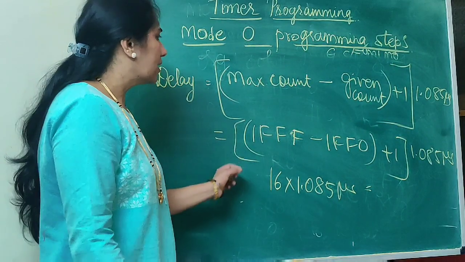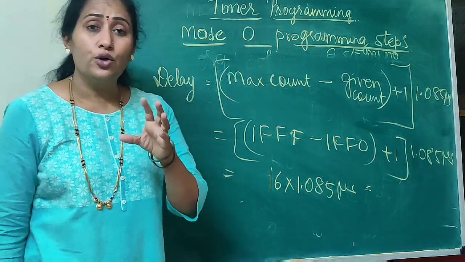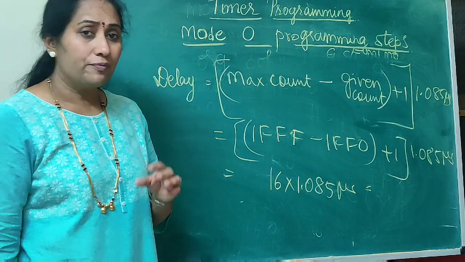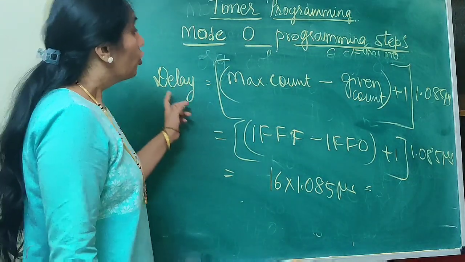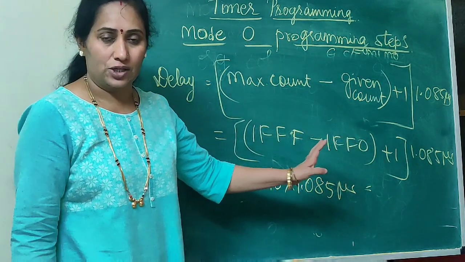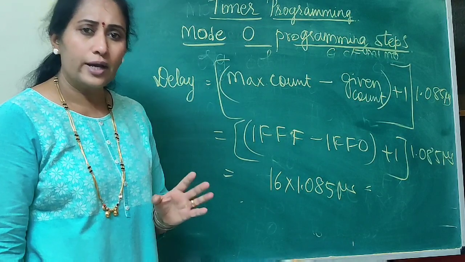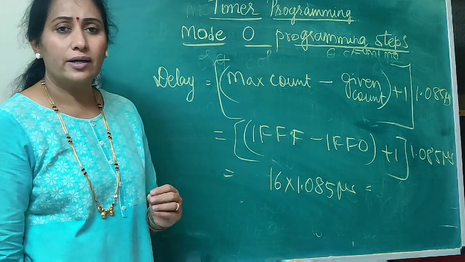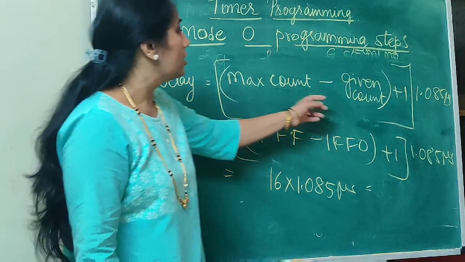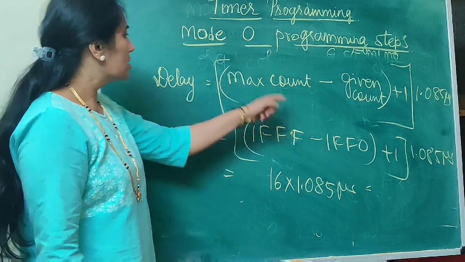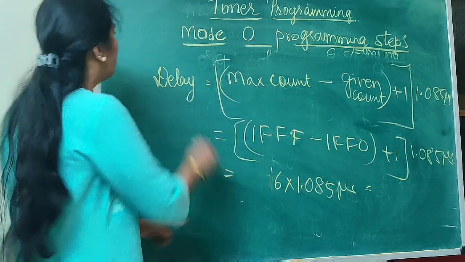See, in this particular calculation, we have ignored all other instructions which are there in the program. I have concentrated over here only on the count which is loaded in TL and TH. That means I am ignoring all other instructions, and I am giving importance only to the loaded count in TL and TH. So this is going to be mode 0, and this is going to be the formula.